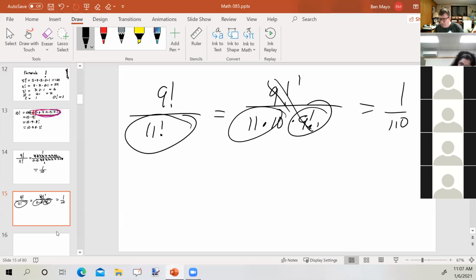Some of you are probably wondering, when will we ever use this? Well, especially those of you that are going to be going on and taking statistics, this will come up in statistics, and quite a few of you on this pathway are going to be doing that.